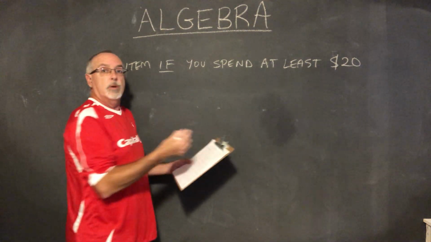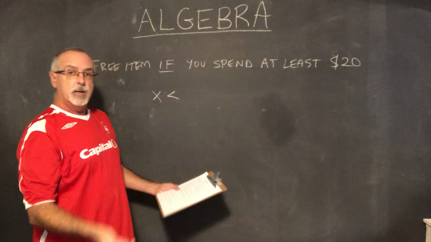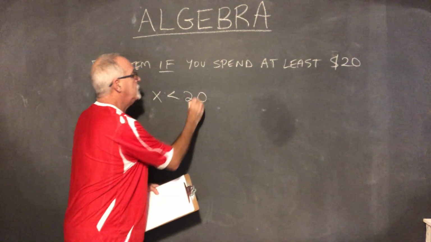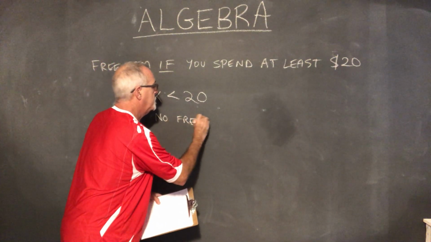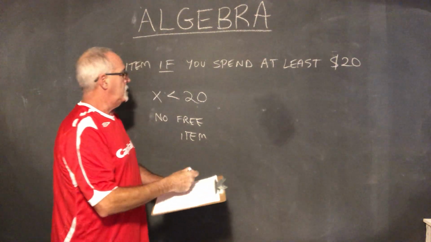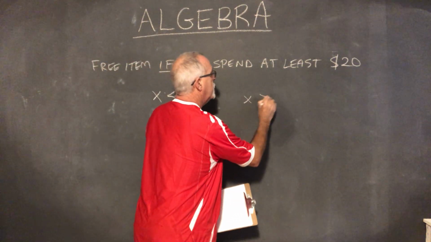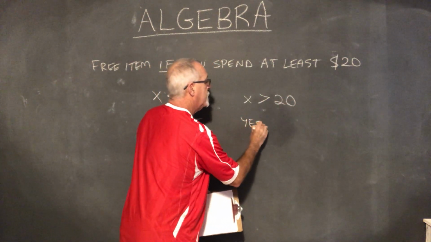So that means we are applying the concept of an inequality. If X is the amount of money you spend, if X is less than 20, then you get no free item. A bit more chalk, thank you. But if you spend greater than $20, then yes, you get a free item.